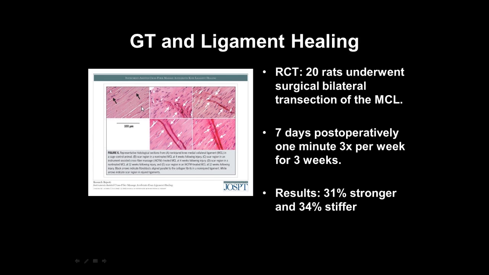Looking at these slides, far left you see a normal ligament, next slide over an untreated one, and then in the remaining slides you see the GT-treated ligaments. The tissue that was generated in the healing ligaments was stained so that you can see a much more aligned fiber arrangement. She actually measured the ligaments on a dynamometer after sacrificing the animals and found them to be both statistically significantly stronger and stiffer.